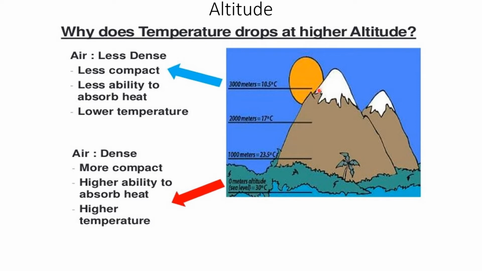The rate of decrease of temperature with height is about 6 degrees Celsius per kilometer above the sea level. This means that on climbing every 166 meters, there is a fall of 1 degree Celsius in temperature. This is known as normal lapse rate.